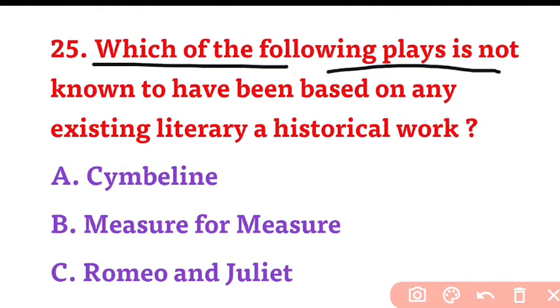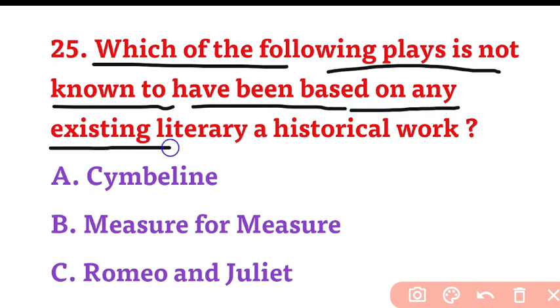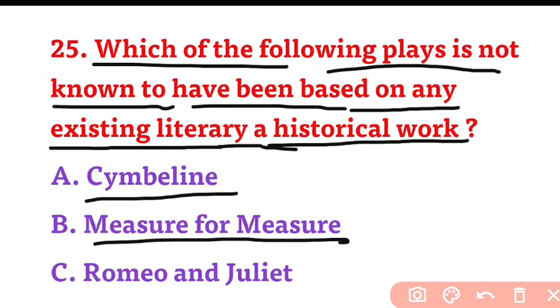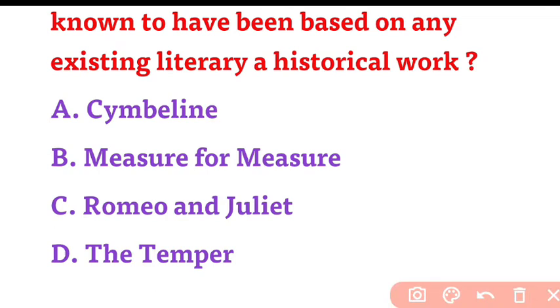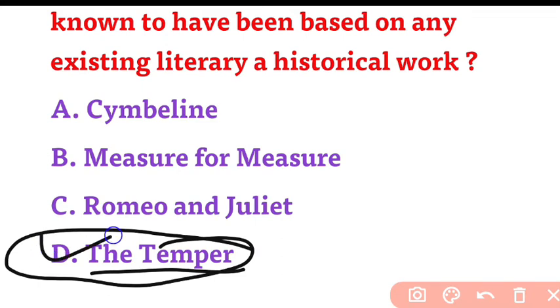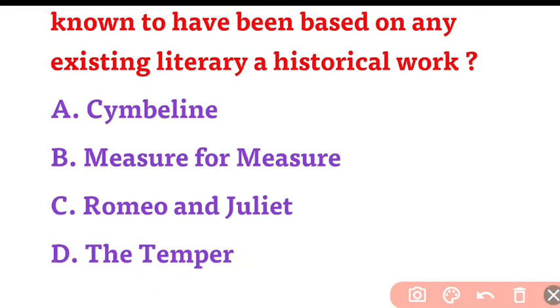Question number 25. Which of the following plays is not known to have been based on any existing literary or historical work? Cymbeline, Measure for Measure, Romeo and Juliet, The Tempest. The answer will be The Tempest. Option D is correct.